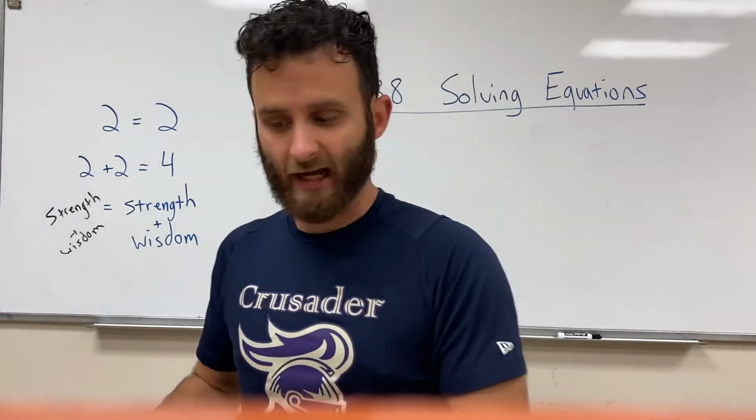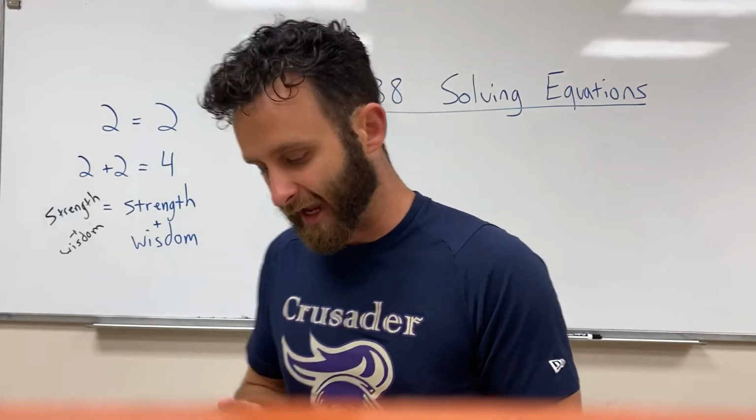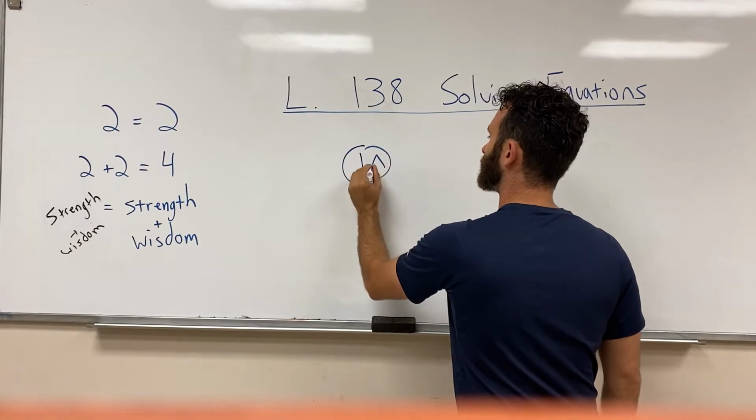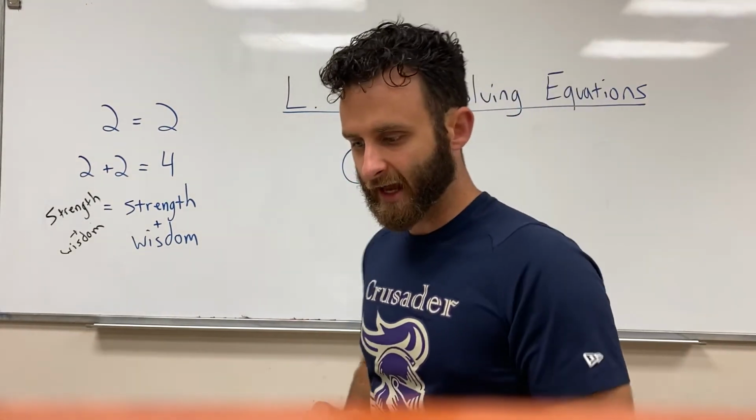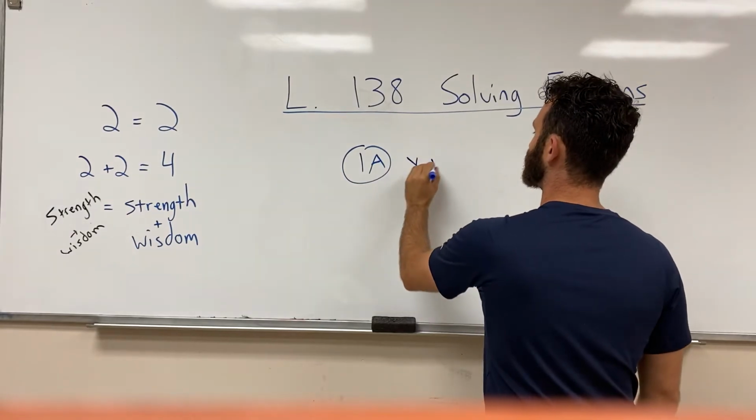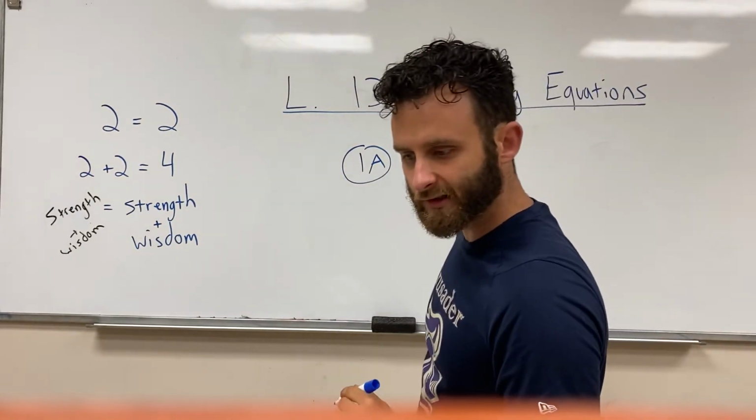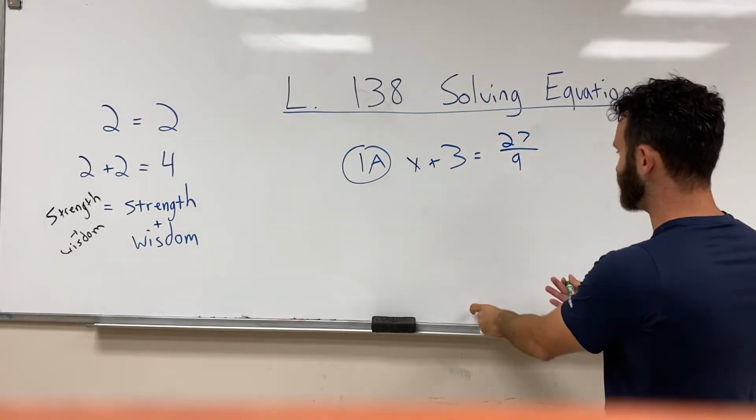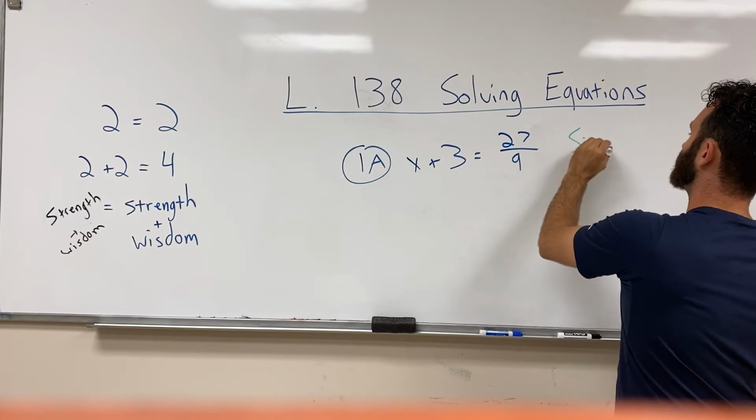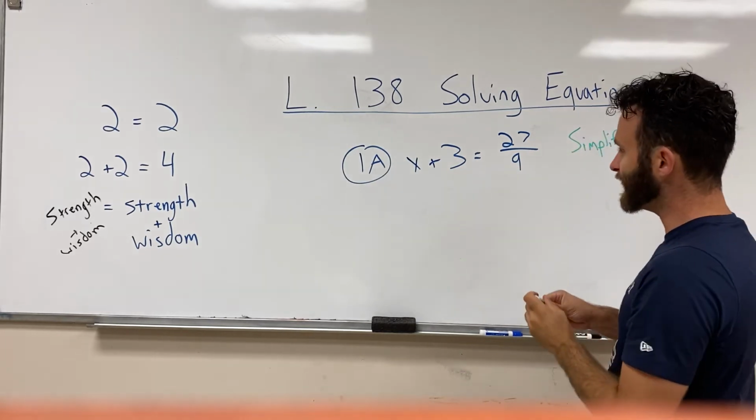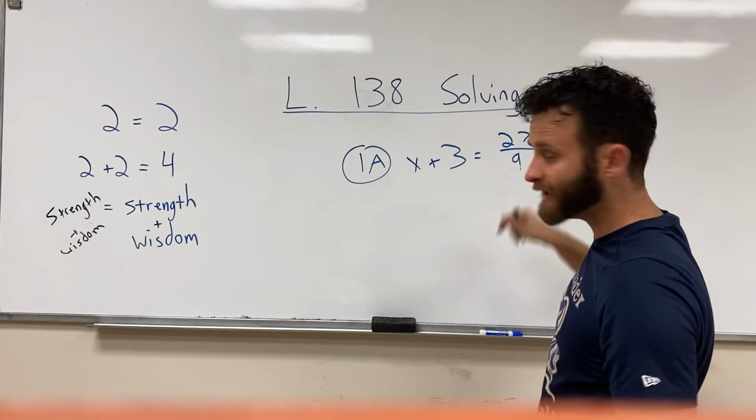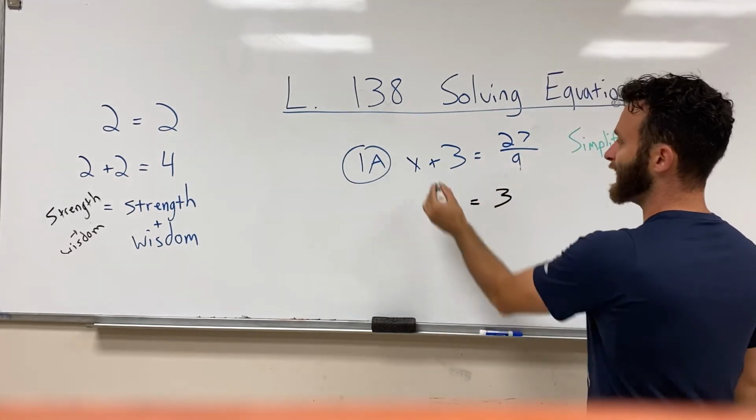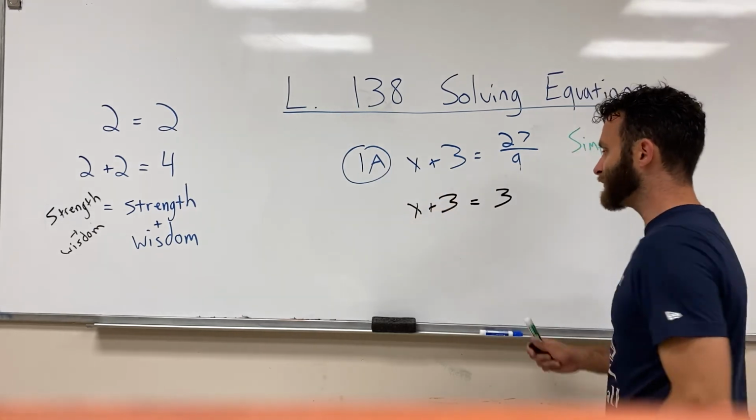And this problem is actually number 1, letter A. So we're going to do number 1, letter A together. X plus 3 equals 27 over 9. So the first step is to simplify. Well, we can simplify 27 divided by 9. 9, 18, 27, which is equal to 3. X plus 3 equals 3.